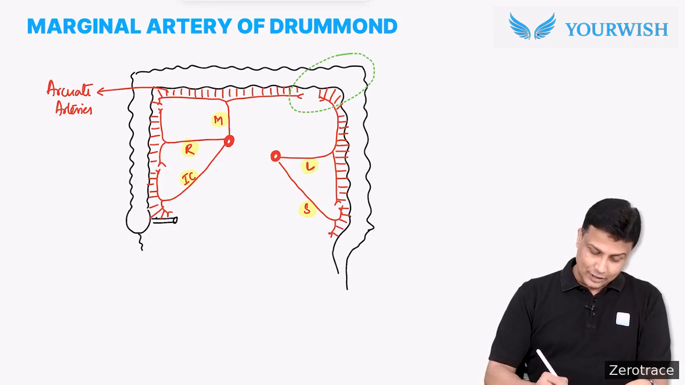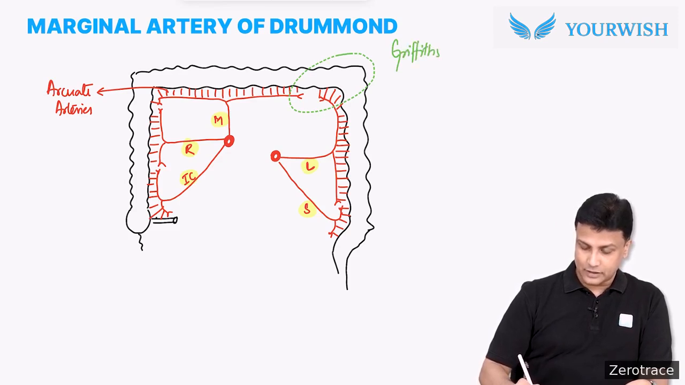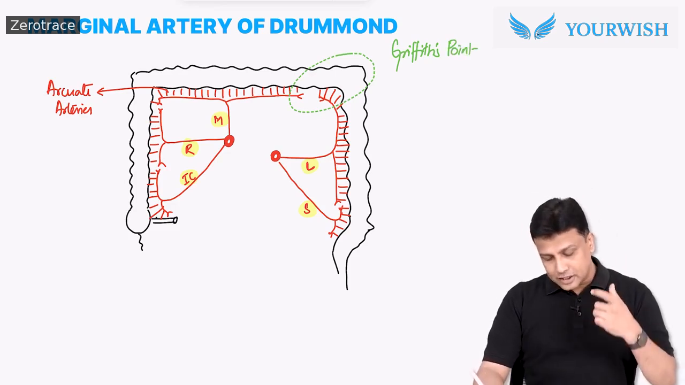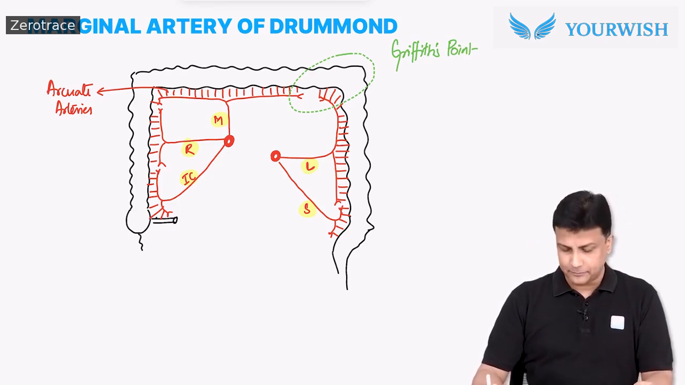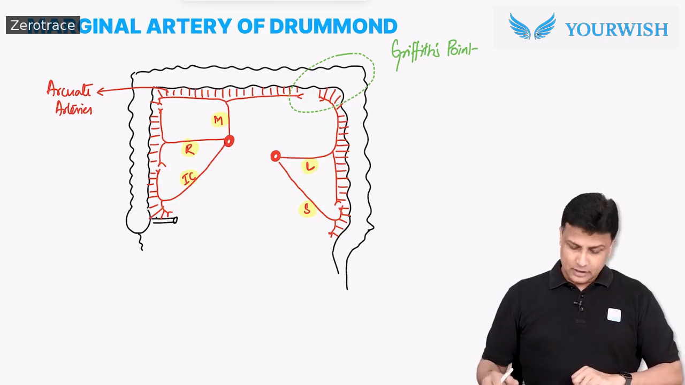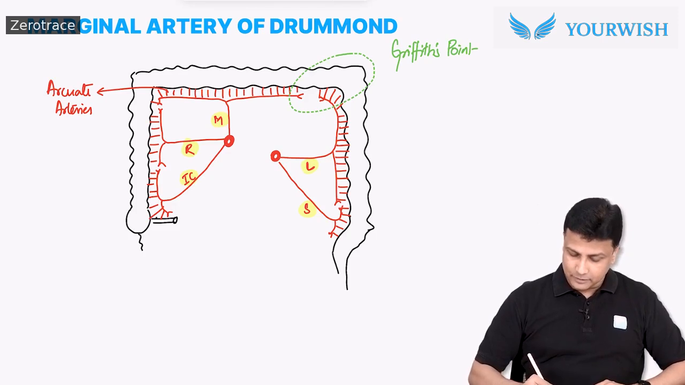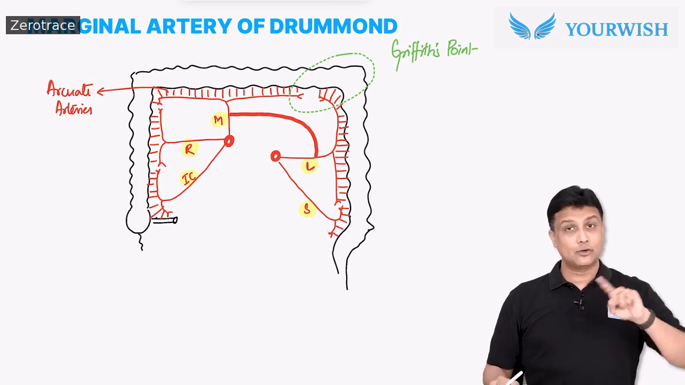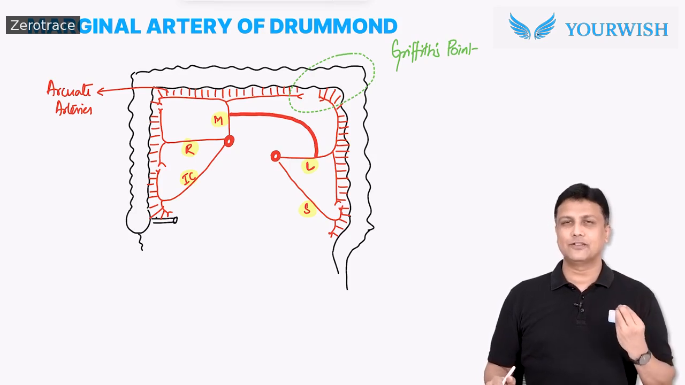Now, the first point that you have to remember here is that this point is referred to as Griffith's point. So Griffith's point is the place where the anastomosis between the middle colic artery and the left colic artery is actually compromised, so there's no proper blood supply. Now, but what is the solution for this one? The solution is that God has given one additional artery between the middle colic artery and the left colic artery, so as to maintain the blood circulation here. Wow, understand the nature, how beautifully our body is made here.